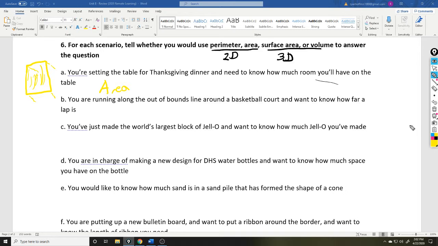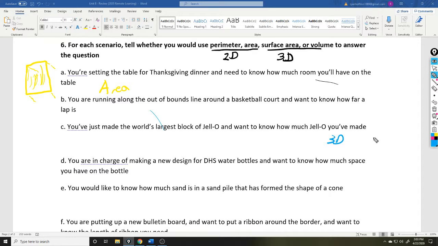Let's look at part C. You've just made the world's largest block of Jell-O. I mean, we're all spending our spare time different ways these days, so maybe that's what you've done with your time. And you want to know how much you've made. So if you want to know how much you've made, then first off, since it's a block of Jell-O, that is a 3D shape.